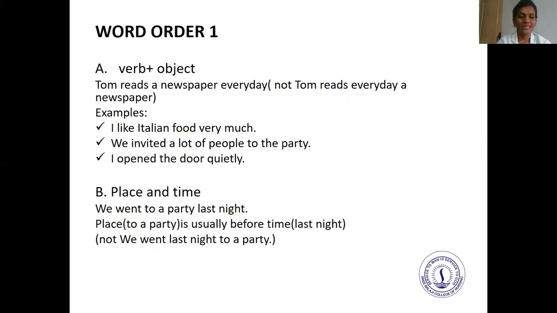And next, place and time. We went to a party last night. So place is usually before time. So party is the place and last night is the time. So this is the way you have to structure a sentence. We went to a party last night. You should not say we went last night to a party. So place will come first and then the time.